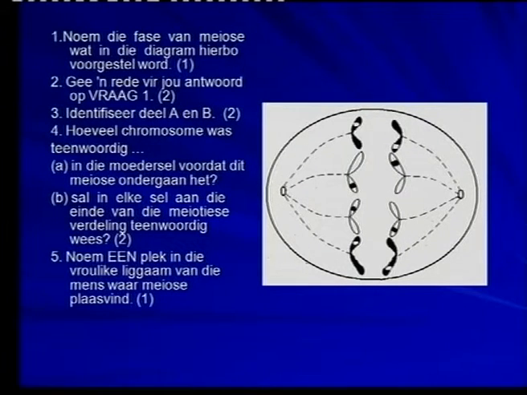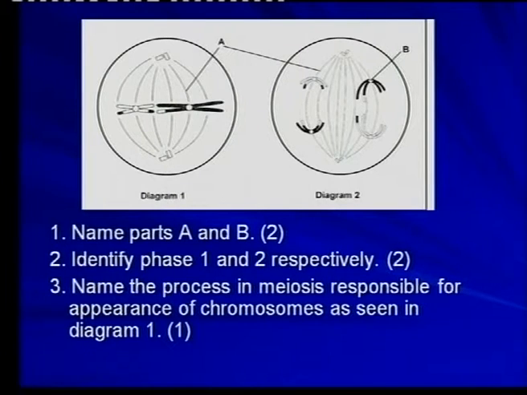En dan sal hulle vir jou vra, and at the end you will know that there will be 4 daughter chromosomes. Remember when it's single like this, a chromatid, we call it a daughter chromosome. Now obviously where? The ovaries. I think we should move on a little bit, Colin, because we've got a lot to tell.